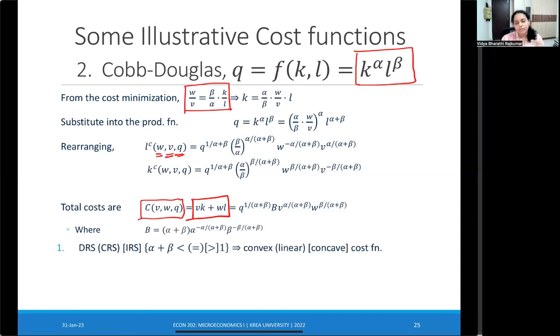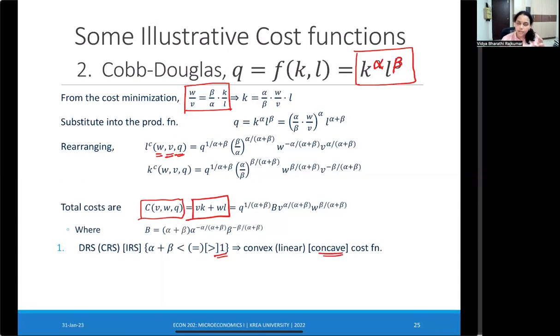And we know for a Cobb-Douglas function, this alpha plus beta tells us the returns to scale. Now, whenever alpha plus beta is greater than 1, that's when you have increasing returns. Your inputs are more productive. So in such scenarios, your cost function will increase slowly. It will increase at a decreasing rate. So whenever you have IRS, you'll have a concave cost function.